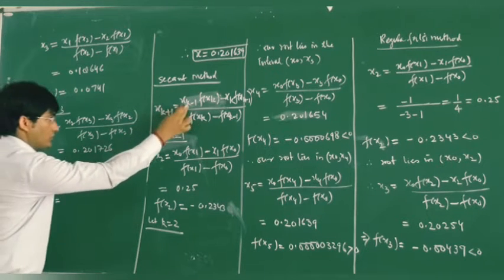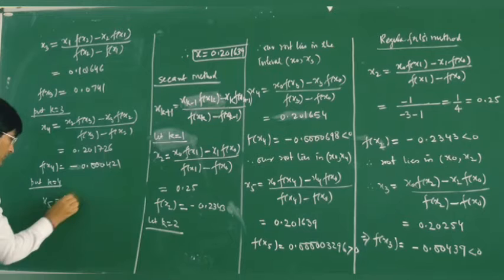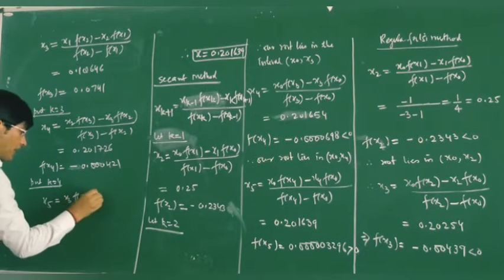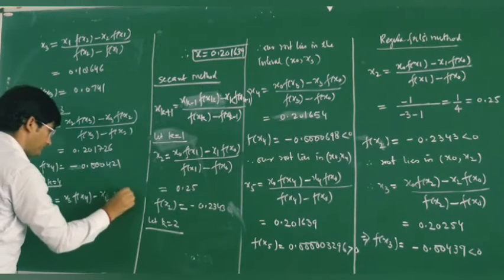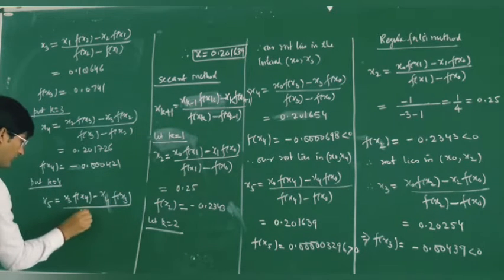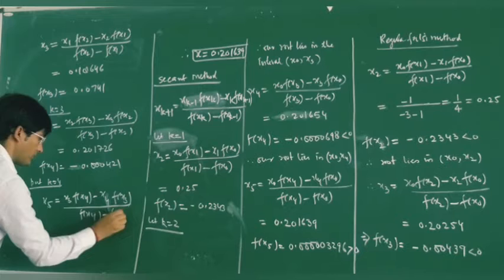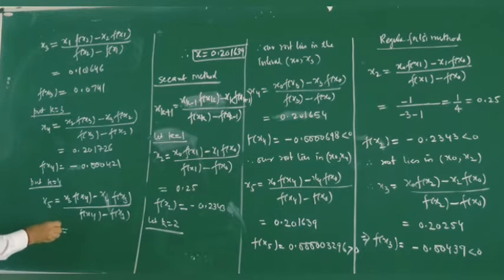if we put k equal to 4, then this will be x3 f of x4 minus x3 x4, divided by f of x4 minus f of x3. So this is equal to, now your x3 is equal to 0.18646. Then we have f of x4.